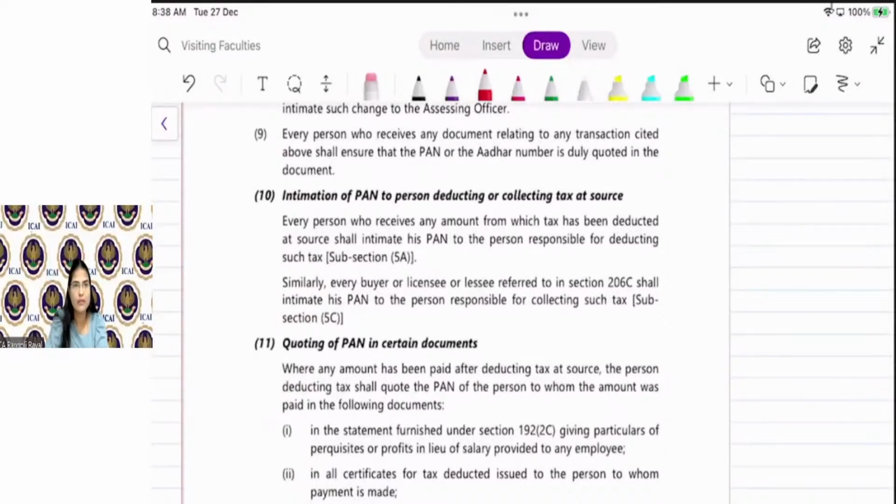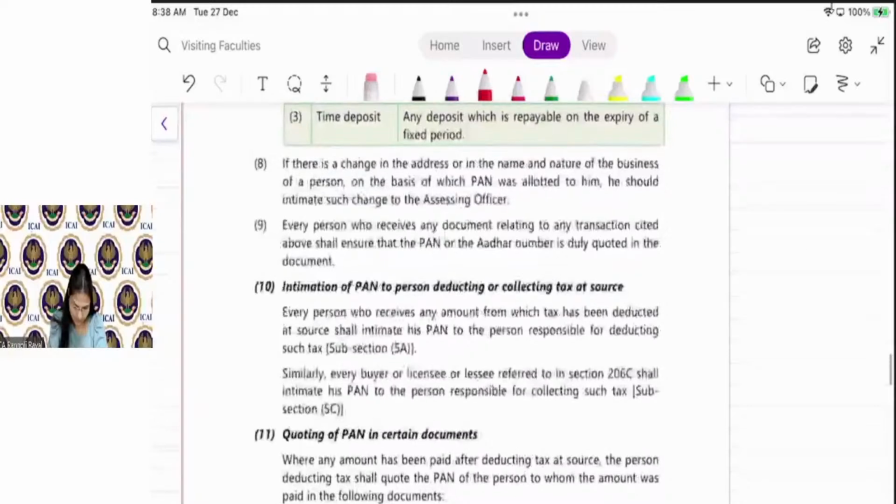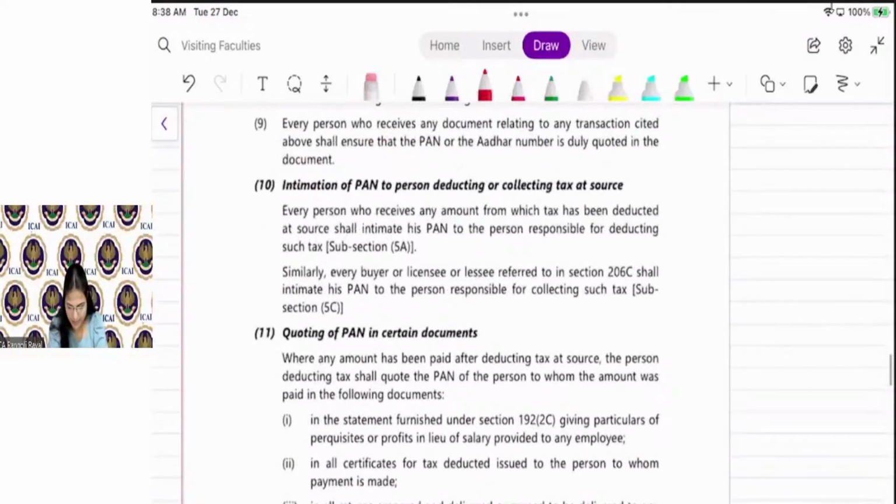We will take a break of 5 minutes and after that we will discuss the intimation of PAN to person deducting or collecting tax at source. Mr. Ashok, we are on break for 5 minutes.